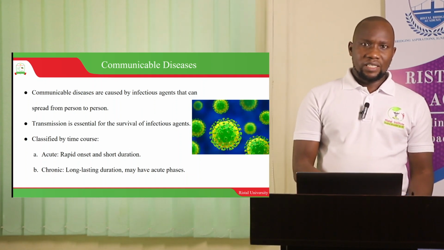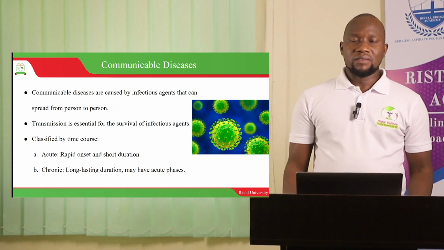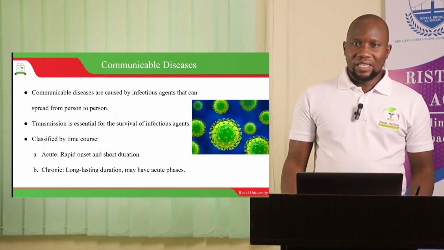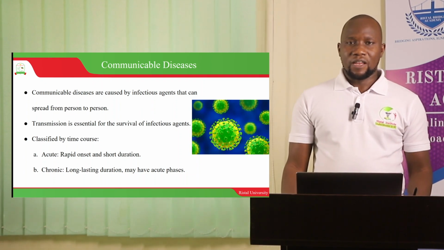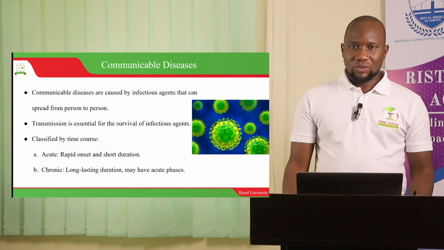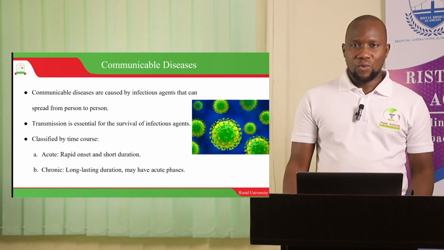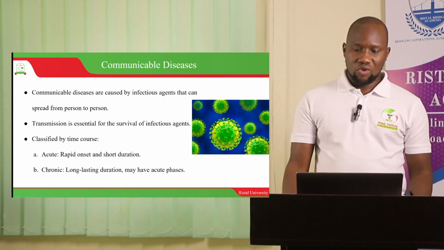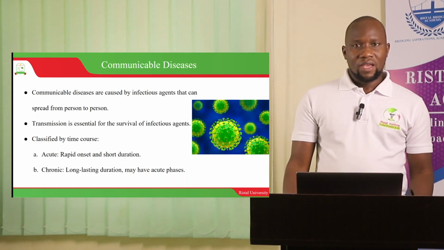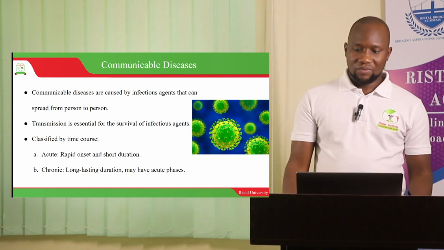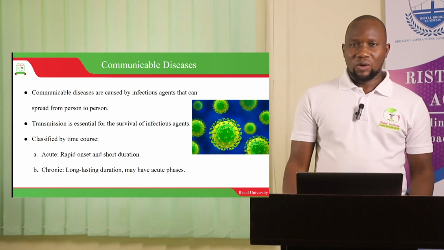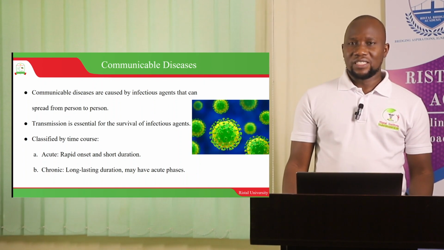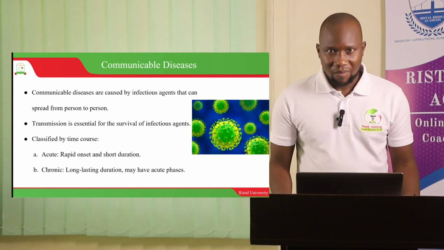So these infectious diseases can occur rapidly. That is, the onset can be rapid in a short duration, and then the manifestation of these infectious diseases can be seen in an individual. So these ones that have very quick manifestation and onset, we call them acute diseases or acute communicable diseases or acute infectious diseases. And then those that take long to manifest, but still can also have acute phases in them, are the ones we call chronic diseases or chronic infectious diseases.